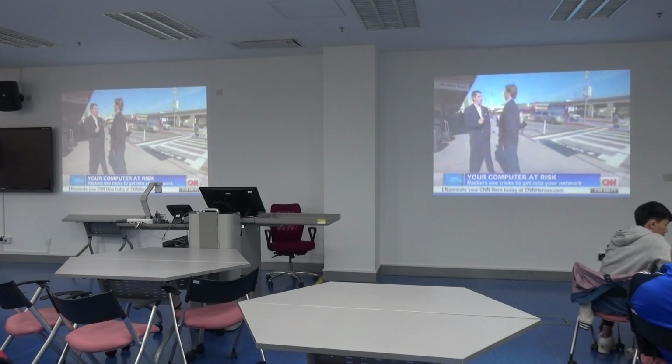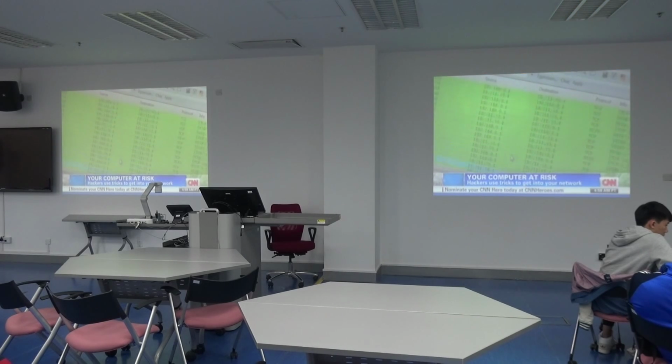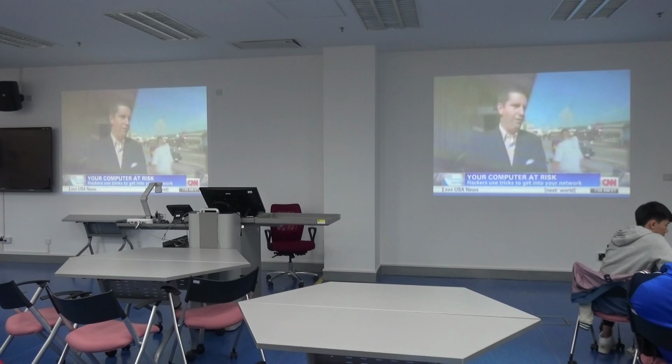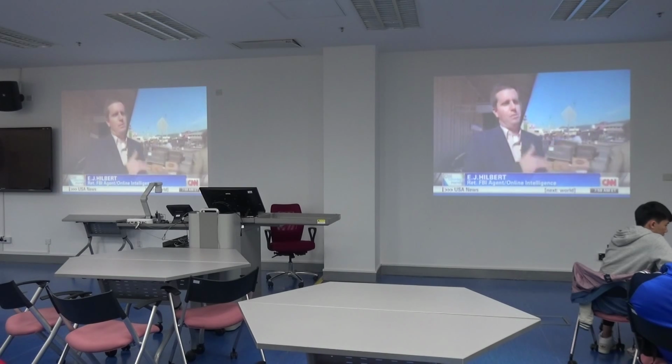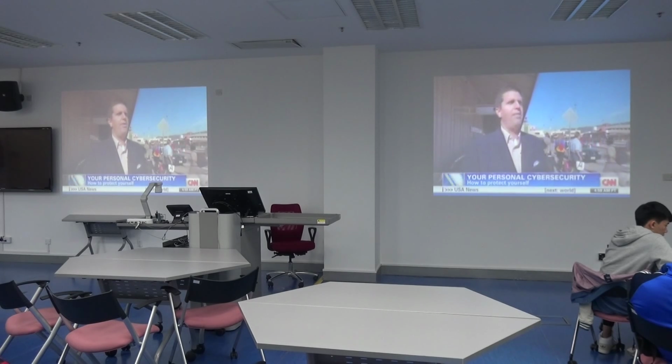E.J. Hilberg is a retired FBI agent who specialized in cybercrime. It's virtually impossible to catch him. Law enforcement's aware of this, and there's always the next piece. You steal the card, you steal the information, you gotta use it somewhere. And that's when you start getting the real investigation going.